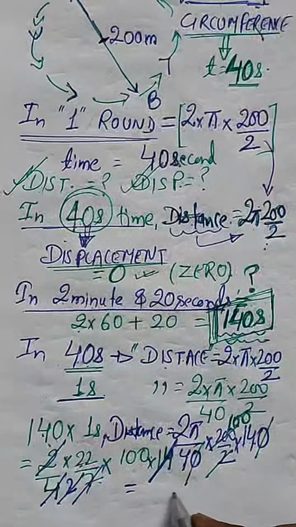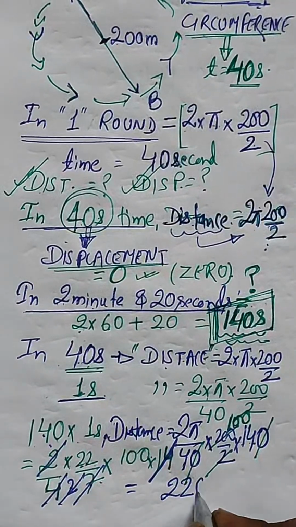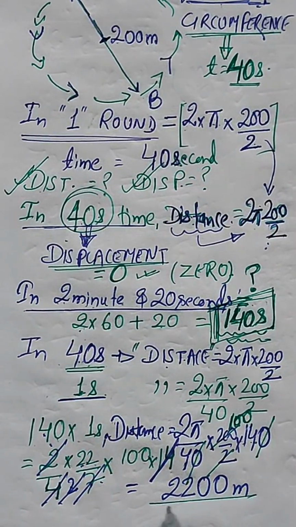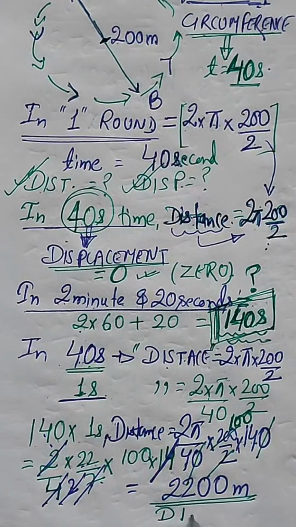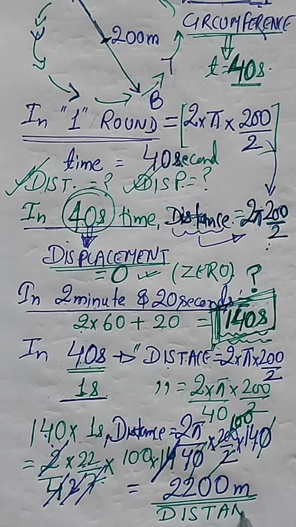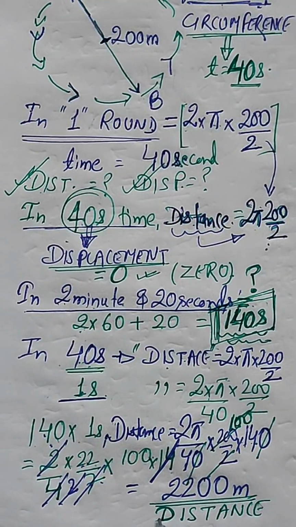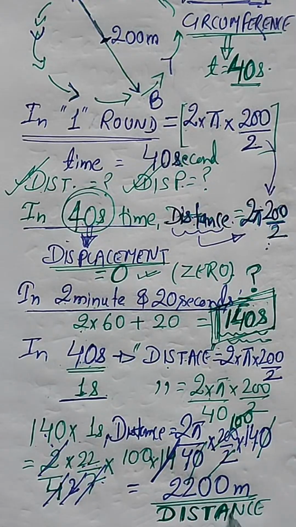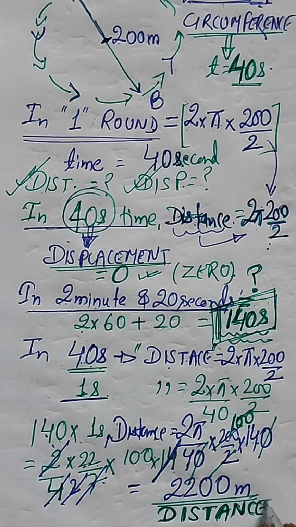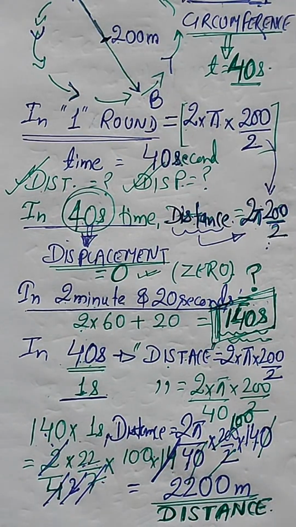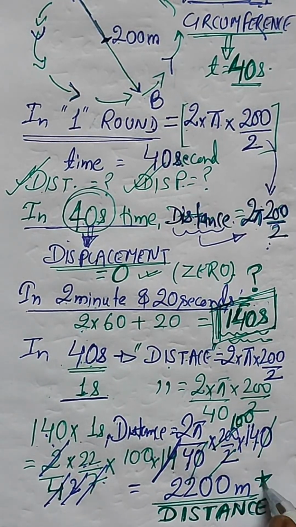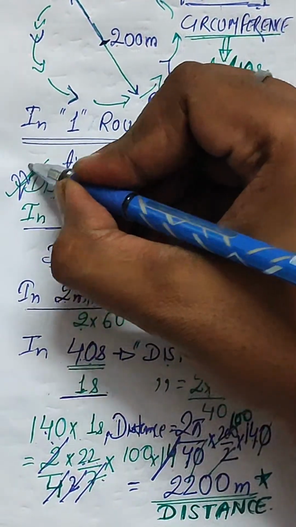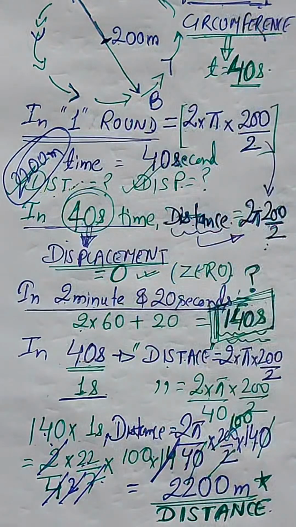So our answer is calculated, that is 2200 meter. So this is nothing but distance. 50% of the question is still left, that is what is the displacement in this much of time. So let me explain it. So this part is solved. That means we calculated the distance and the answer is 2200 meter, right?